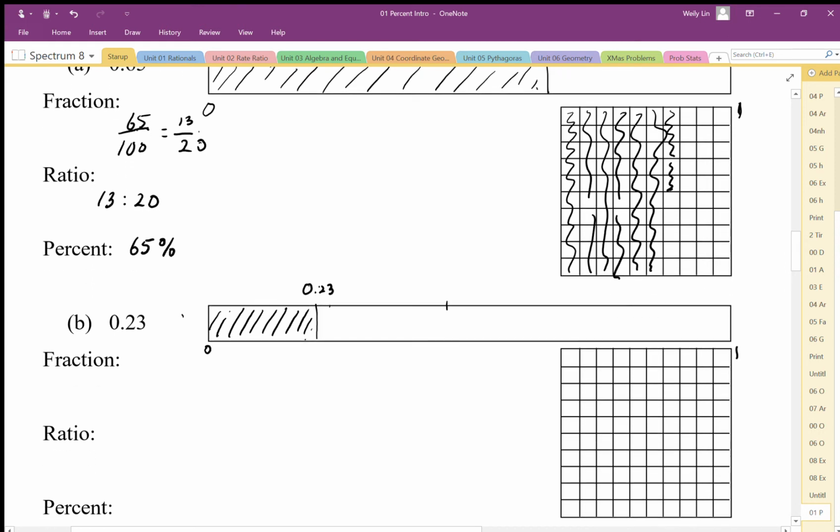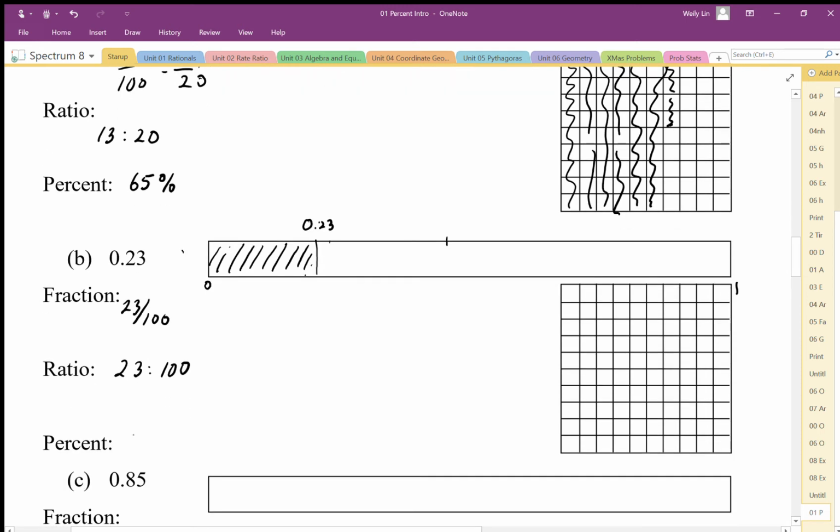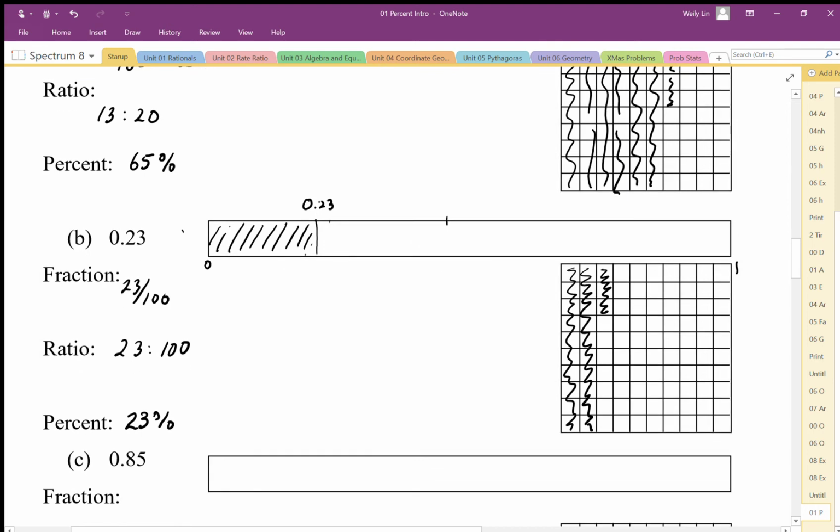Okay, as a fraction, this is going to be 23 out of 100. Okay, 23 is a prime number, so they don't share any common factors here. So as a ratio, we can write this as 23 to 100. As a percentage, we just move that decimal point over 2 places and we get 23%. In our hundreds chart, we fill out 23 squares out of that 100 squares. Okay, so there's my 23% in the hundreds chart.